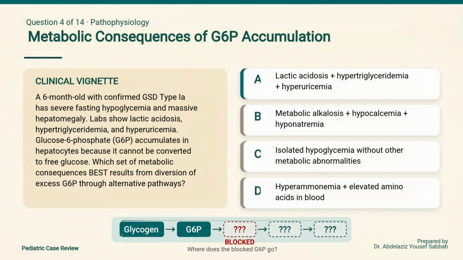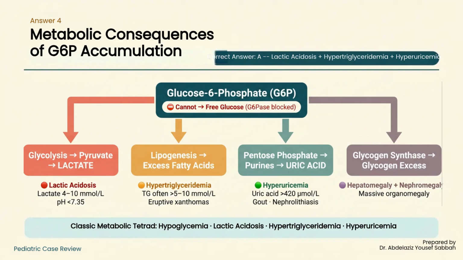Option B, metabolic alkalosis, hypocalcemia, and hyponatremia. Option C, isolated hypoglycemia without other metabolic abnormalities. Option D, hyperammonemia and elevated amino acids in blood. The correct answer is option A, lactic acidosis, hypertriglyceridemia, and hyperuricemia.